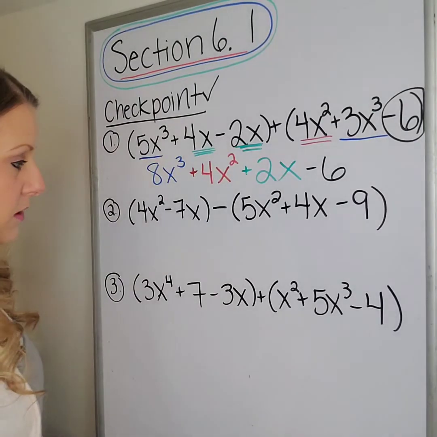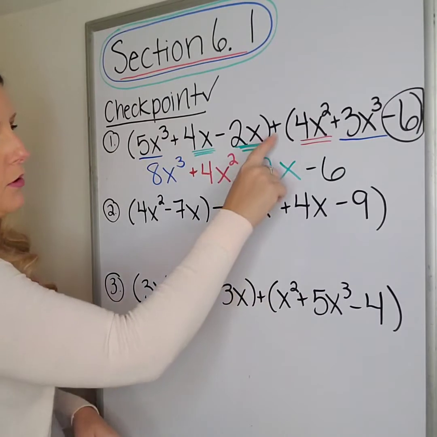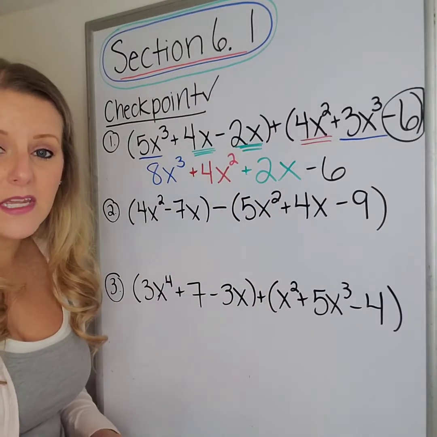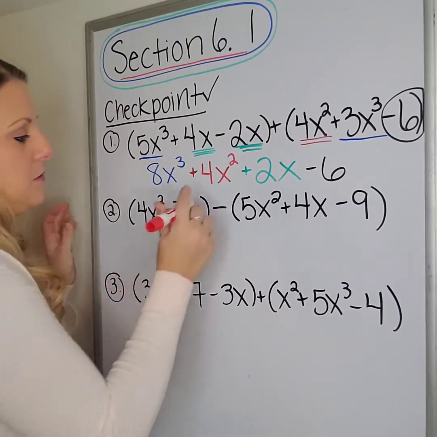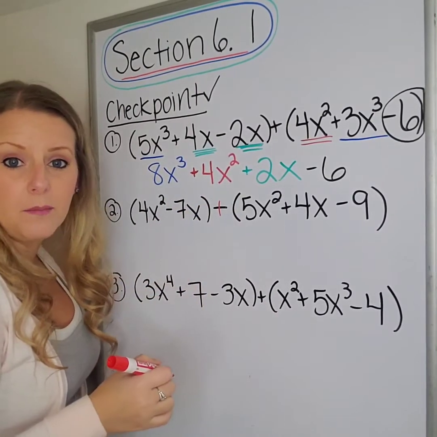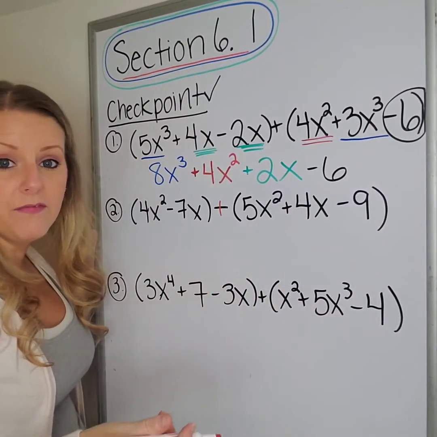Next one. Next one's a little trickier just because it's got this minus in between. Make sure that there's a plus in between those parentheses before you start your problem. And since there's not, I have to make it a plus. When I make it a plus, I have to change everything after it. Only the stuff that's after it, though.